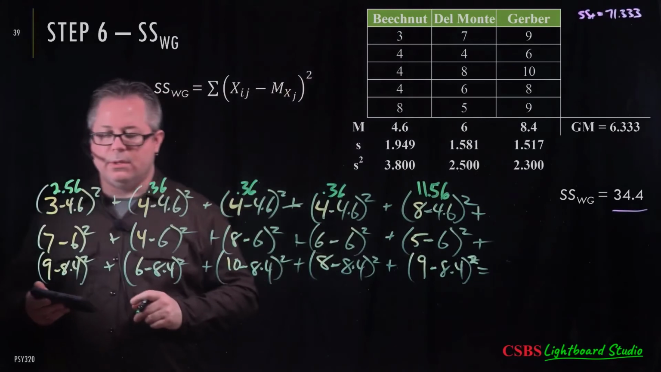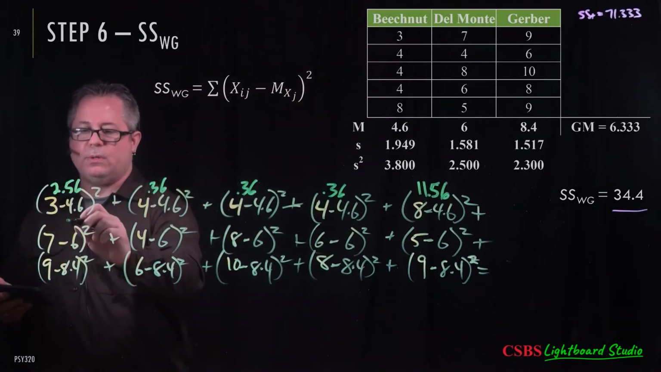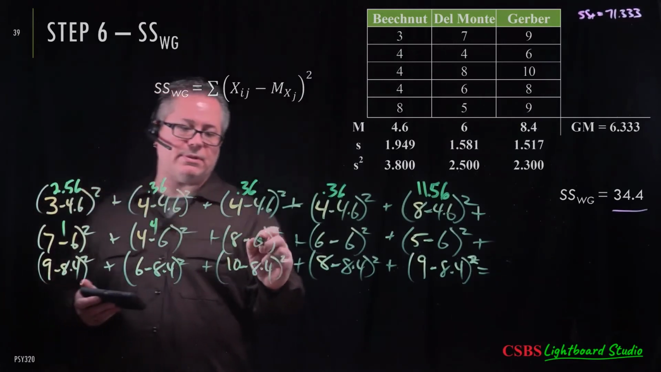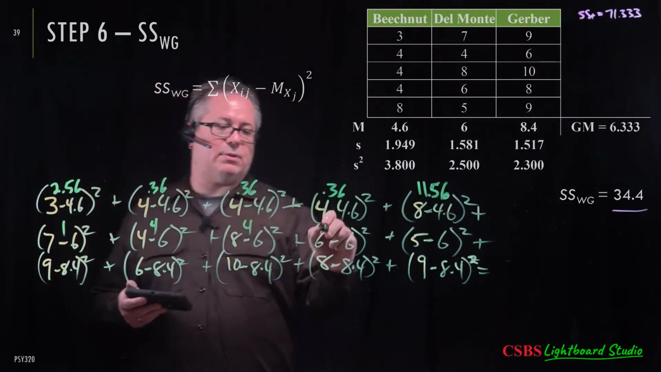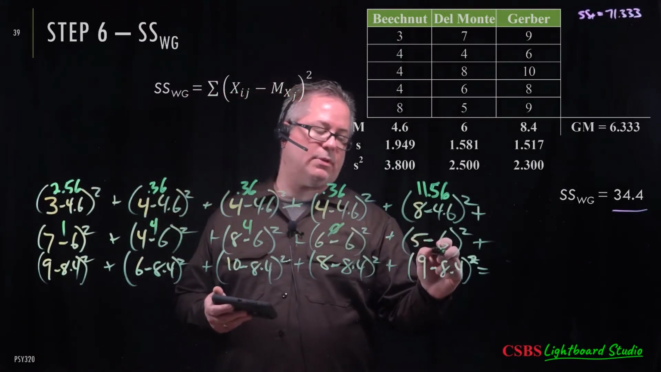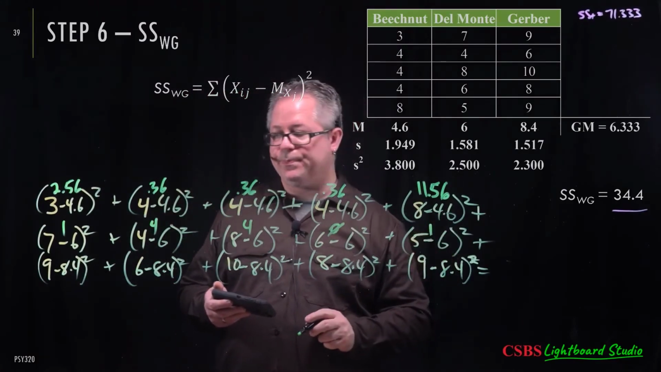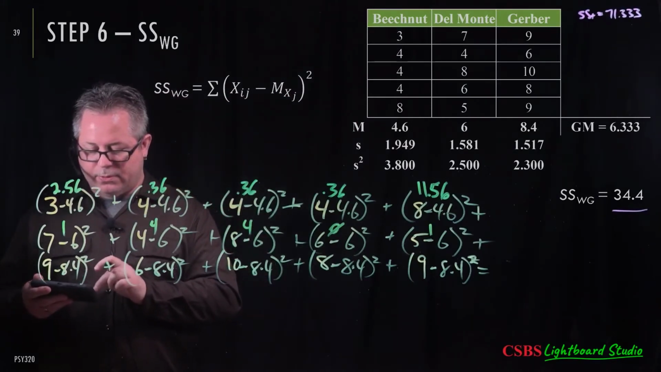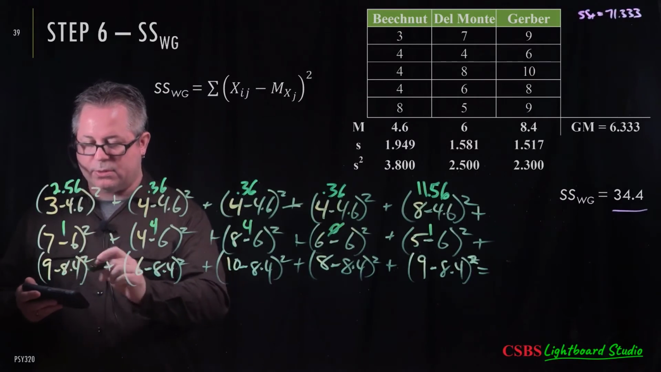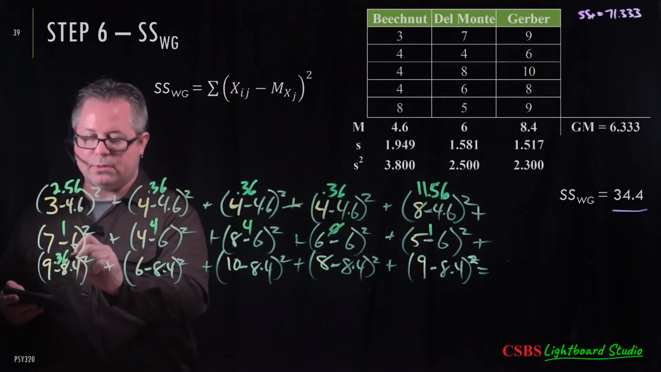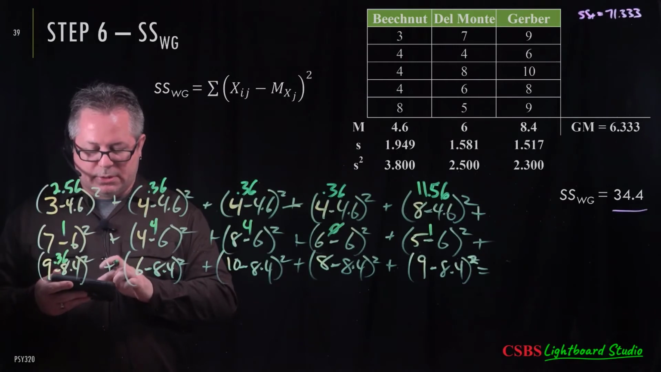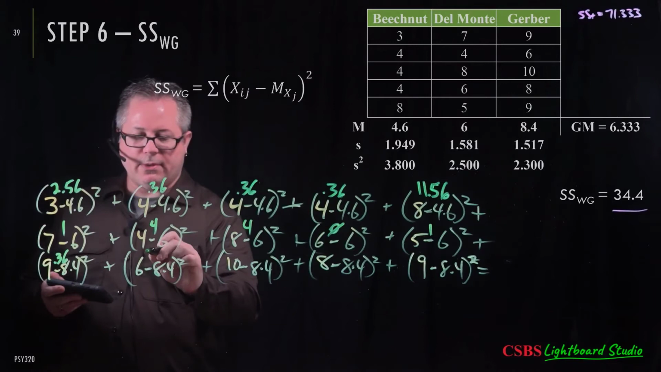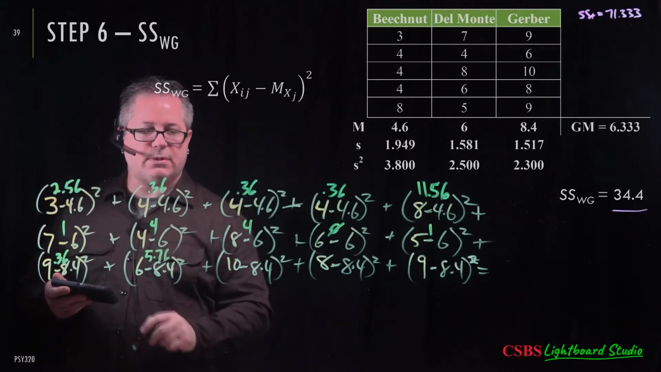Okay. And then 7 minus 6 is 1. 1 squared is 1. This is going to be 4. 8 minus 6 is 2 squared is 4. This is 0. 1 minus 6 is negative 1. Squared is still 1. 9 minus 8.4 equals 0.6. 0.6 squared is 0.36. 6 minus 8.4 is negative 2.4. Squared is 5.76.